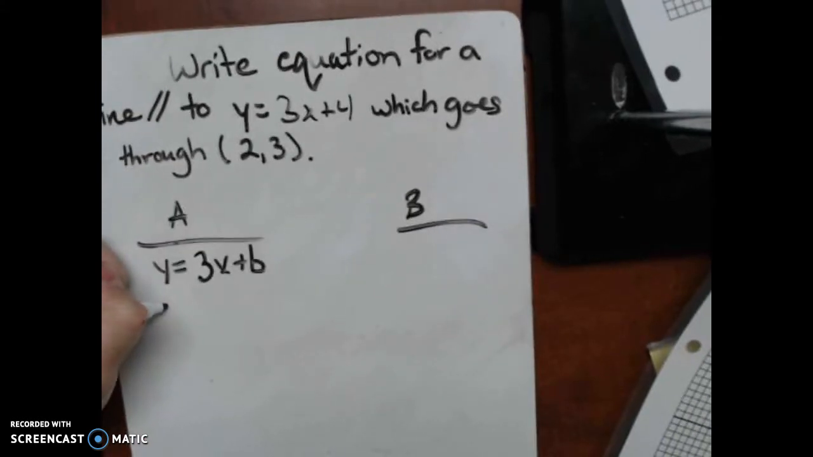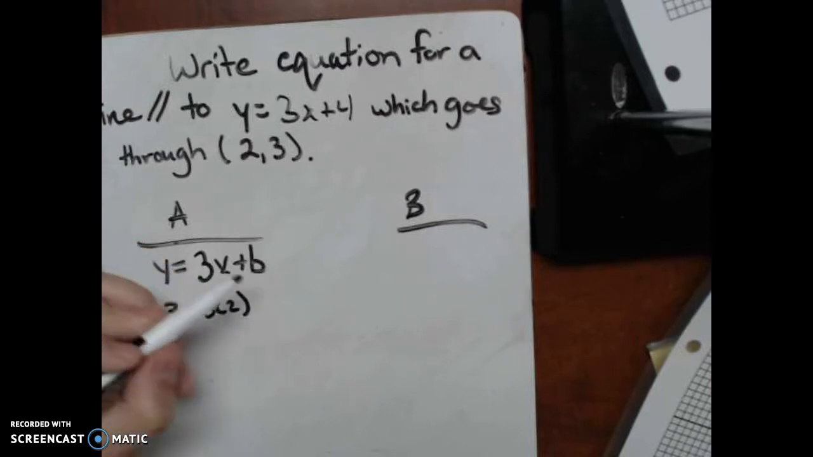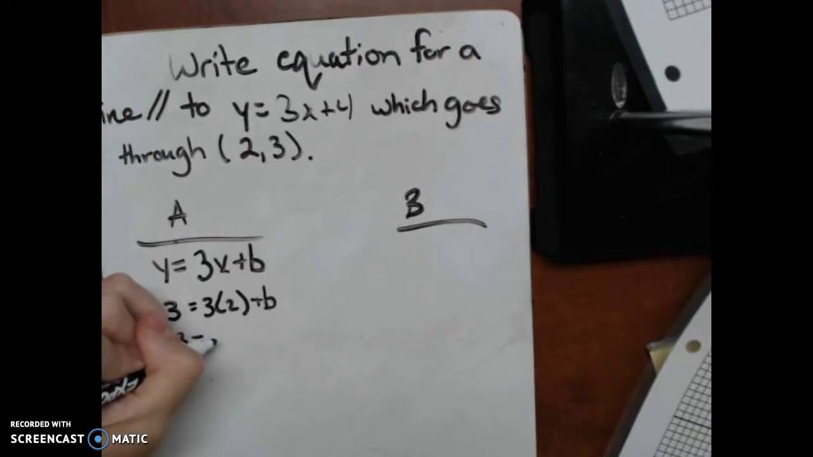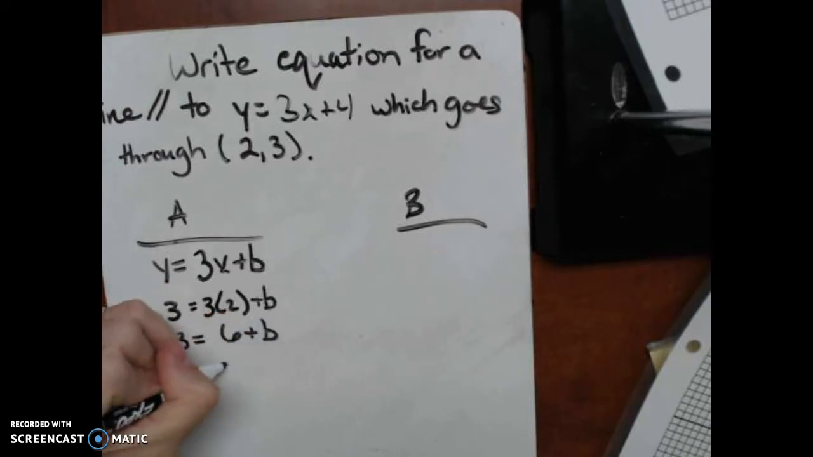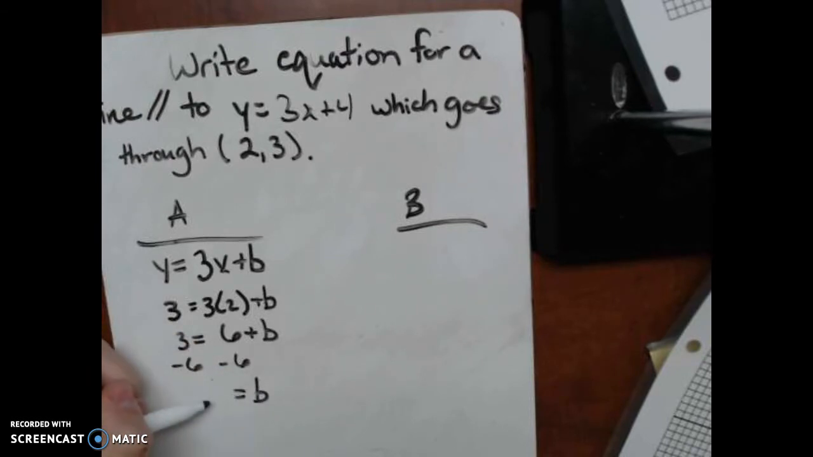And we're going to do that by plugging in a 3 for y and a 2 for x. That's that point 2, 3. We're going to plug that in, and now we're going to solve for b, and then we'll write it in right there. So 3 equals 6 plus b. And then b all by itself will equal negative 3.